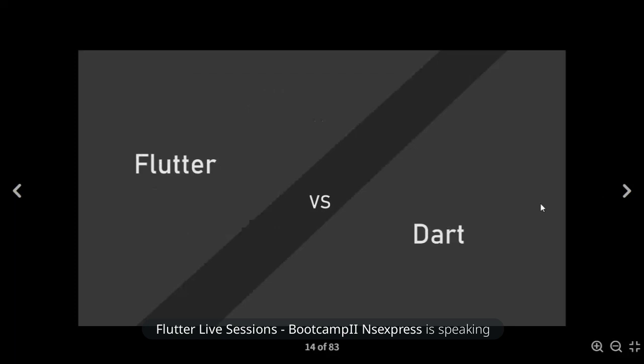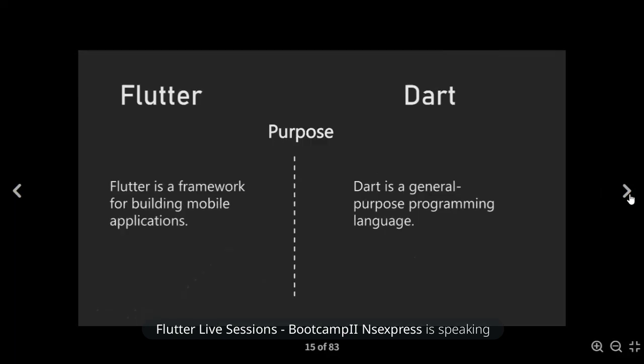So, Flutter versus Dart. Someone is asking, what is the difference between Flutter and Dart? What is the relationship between them? What is the purpose of Flutter and Dart? Flutter is a framework for building mobile applications, while Dart is a general purpose programming language. So a programming language is different from a framework. Programming languages are used for logic.